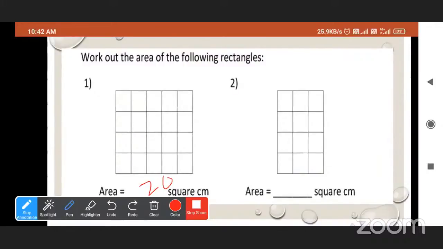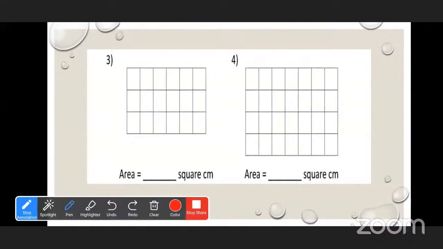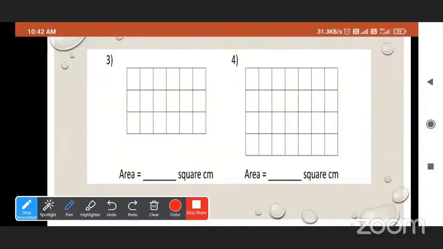Very easy. How many? 12. Okay, the number of squares is 12. So the area of this figure is 12. Now find the area of figure 3. 1 minute. 1, 2, 3, 4, 5, 6, 7, 8, 9, 10, 11, 12.